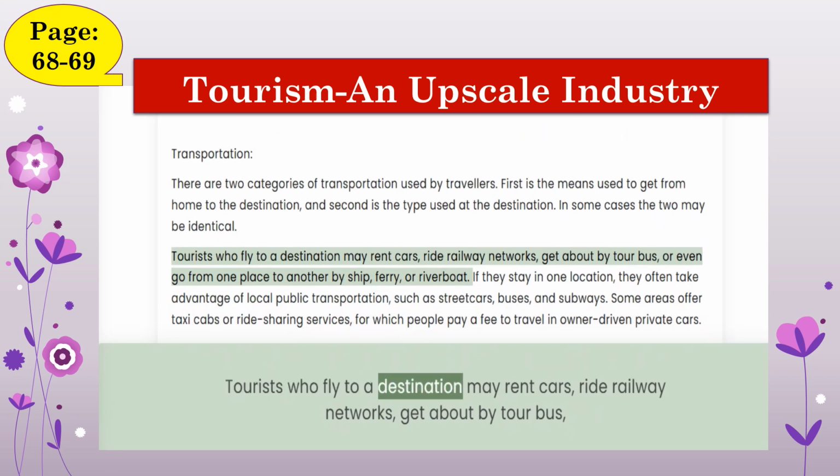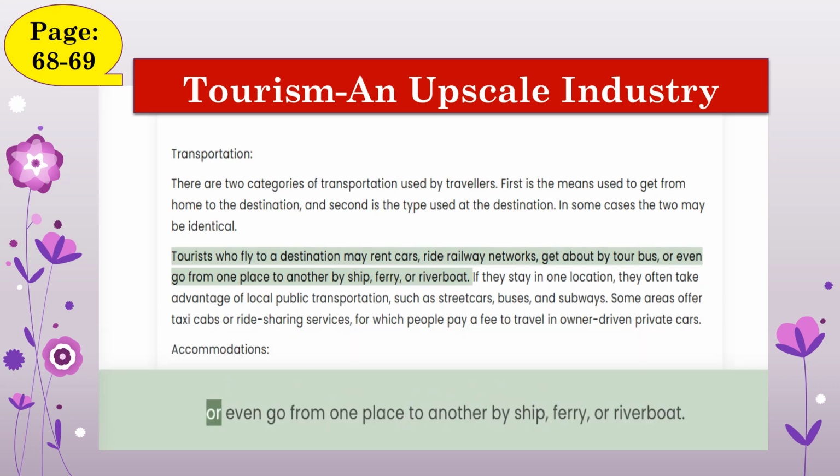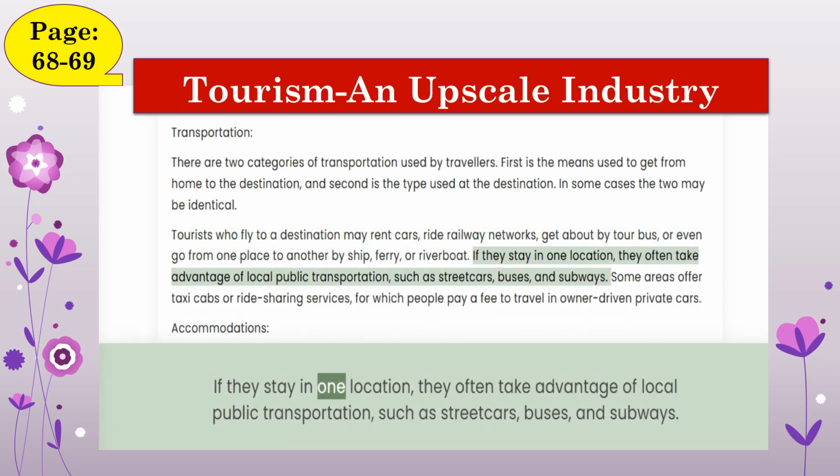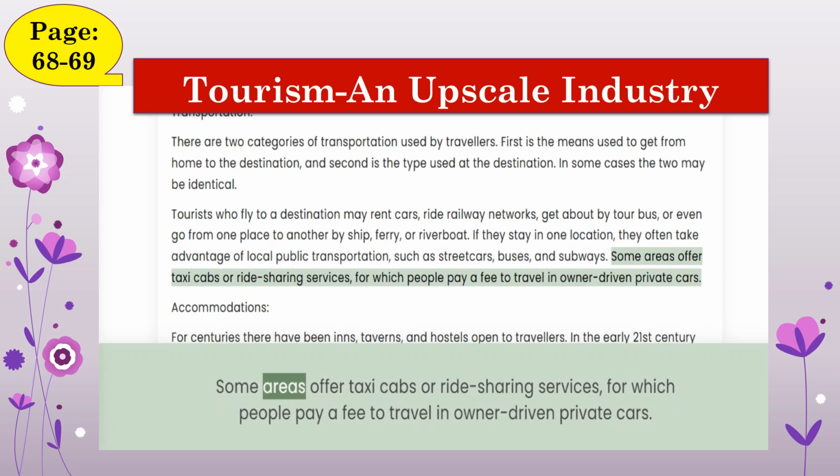Tourists who fly to a destination may rent cars, ride railway networks, get about by tour bus, or even go from one place to another by ship, ferry, or riverboat. If they stay in one location, they often take advantage of local public transportation, such as streetcars, buses, and subways. Some areas offer taxi cabs or ride-sharing services, for which people pay a fee to travel in owner-driven private cars.